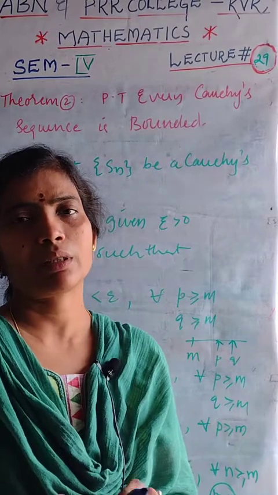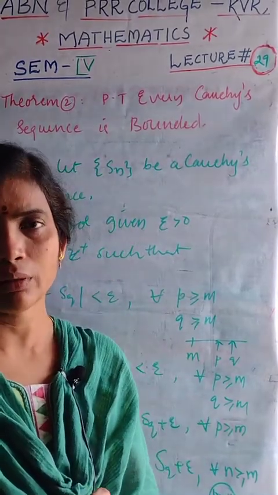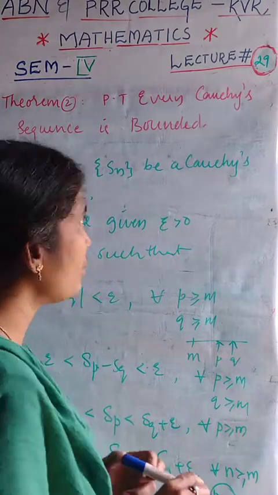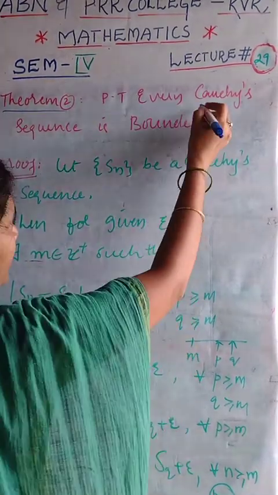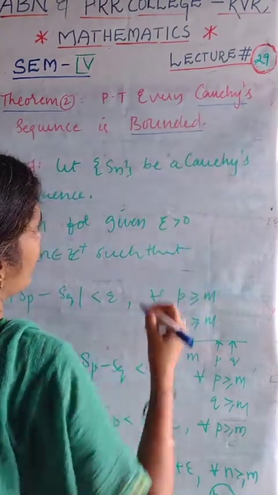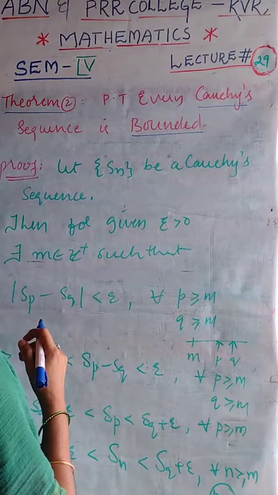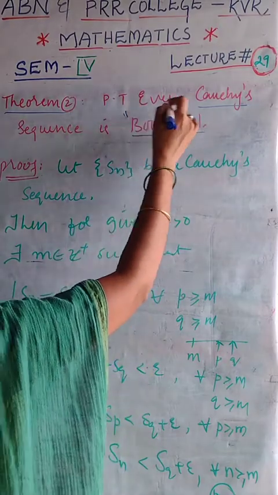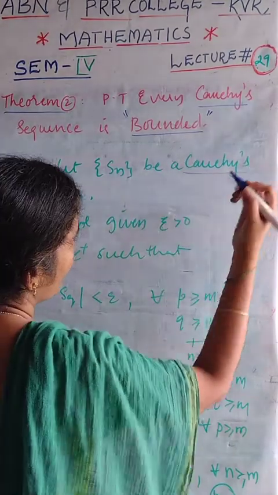In the last class we discussed what a Cauchy sequence is and the related theorem 1. Coming to the second theorem of Cauchy's theorem, we want to prove that every Cauchy sequence is a bounded sequence. That means if the sequence is Cauchy, our claim is to prove that it is a bounded sequence. For that, let us consider Sn to be a Cauchy sequence.